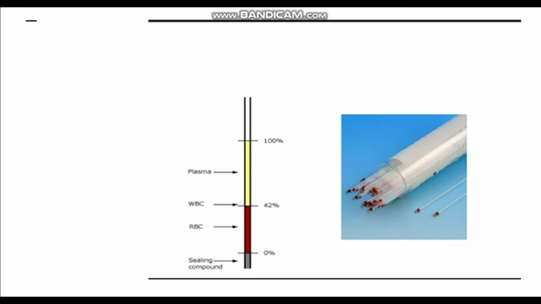Okay, so you can see over here, these are the microhematocrit tubes, capillary tubes. These are used, and you can see how thin they are, so they require very little blood. So we can use these also.